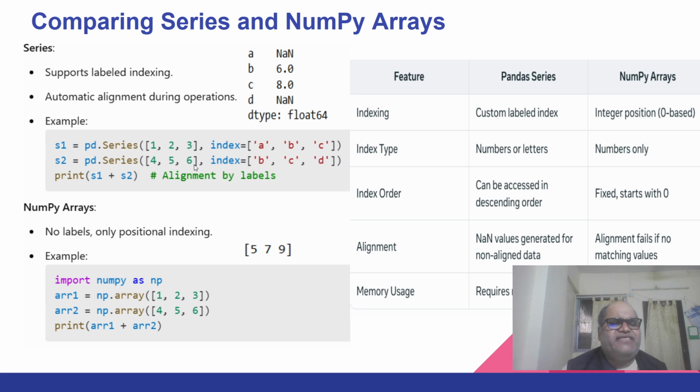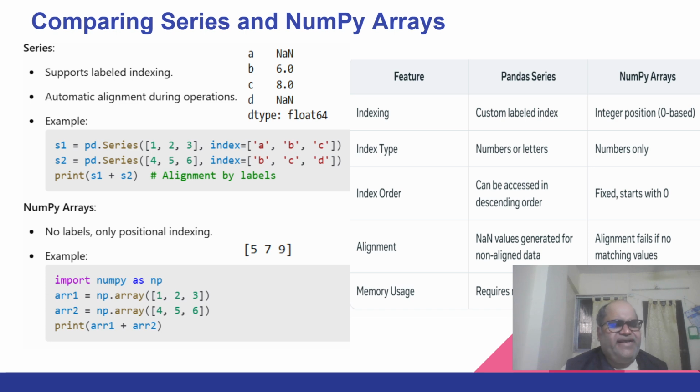2 here. What was B in the other series? 6. So 2 plus 6 is 8. What was C here? 3. What was C there? 5. So you get 8. Then your A and D will become NaN, because one of these values was NaN, and adding NaN to anything else gives you NaN. You might also be tested with an output code, and you should learn it. So it actually tries doing automatic alignment.